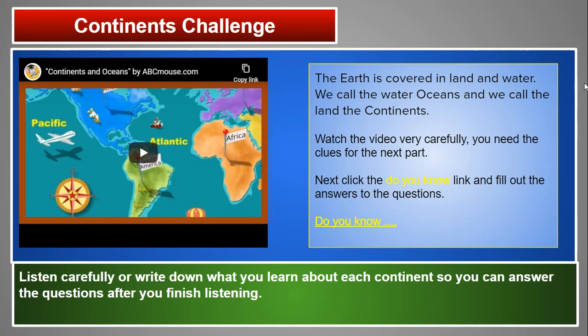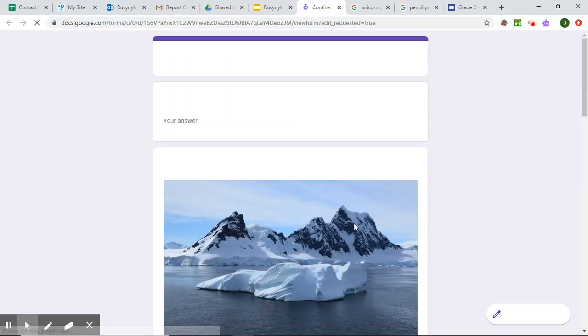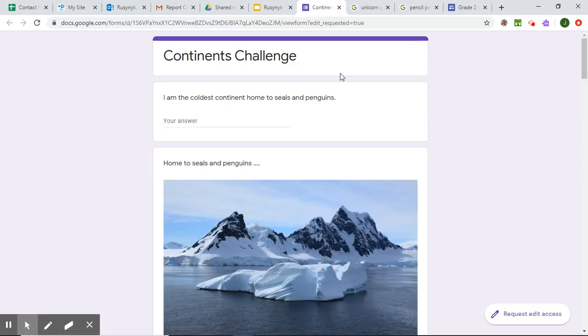The Continents Challenge. The Earth is covered in land and water. We call the water oceans, and we call the land the continents. Watch the video very carefully. You need the clues for the next part. Next, click the Do You Know link and fill out the answers to the questions. So when you click here, Do You Know, you will be brought to questions about the video and about continents.